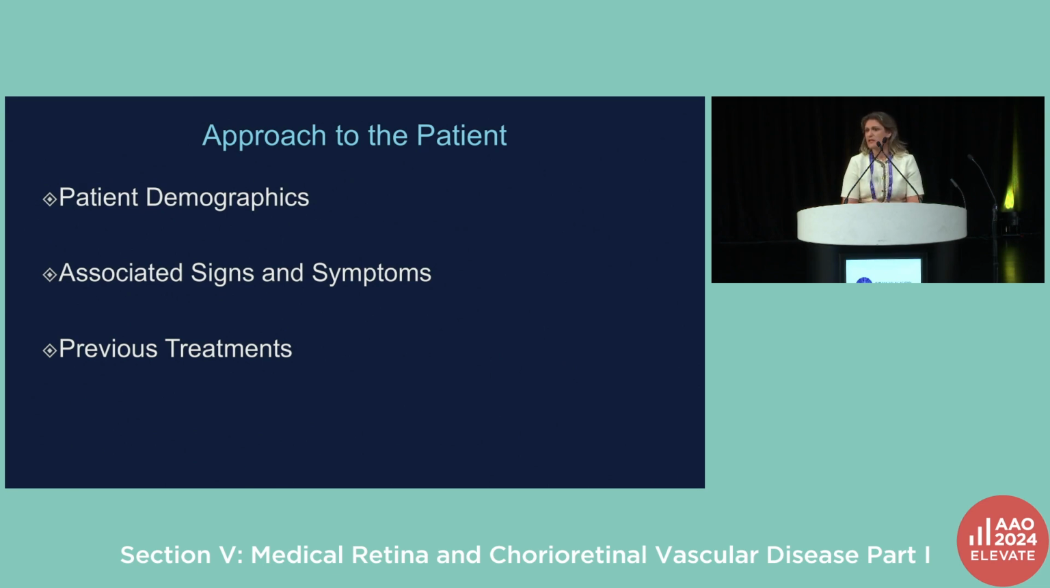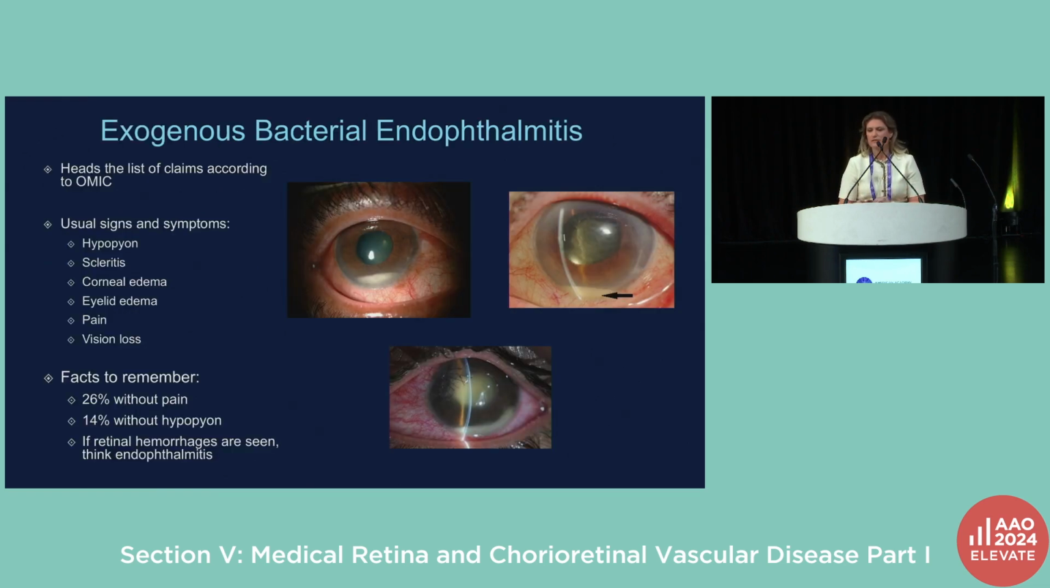And again, we got to talk to the patient. Where have they been? What do they do for a living? Are you a prison guard? Have you just recently come from a TB endemic area? Associated signs and symptoms, and what previous treatments they've had. So again, endogenous endophthalmitis.